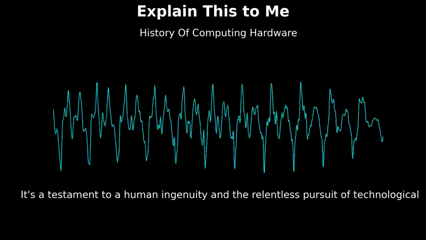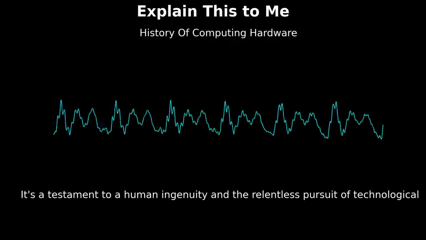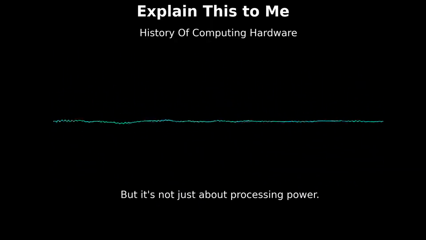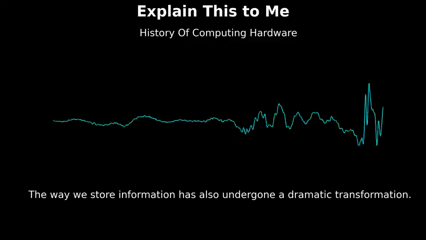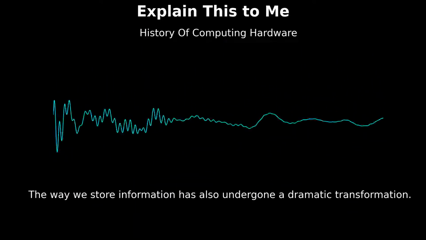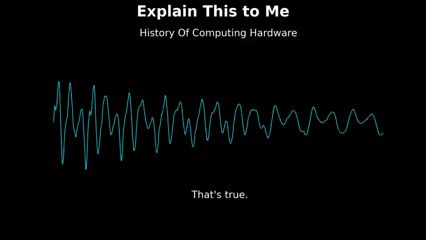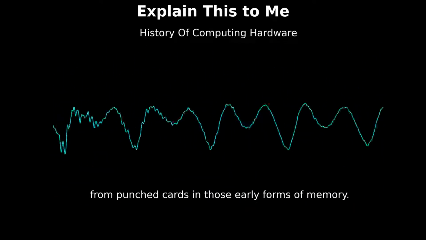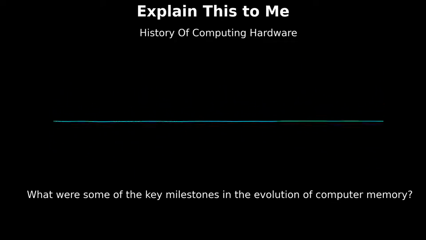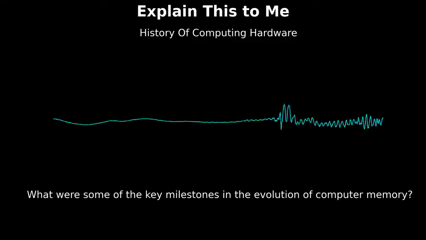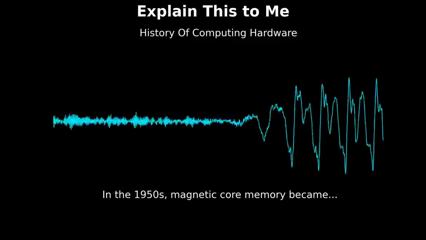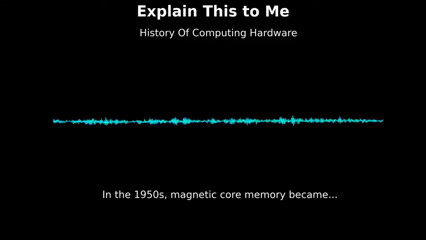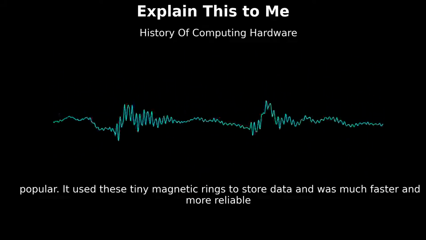It really is. But it's not just about processing power. The way we store information has also undergone a dramatic transformation. That's true. We've come a long way from punched cards and those early forms of memory. What were some of the key milestones in the evolution of computer memory? In the 1950s, magnetic core memory became popular. It used these tiny magnetic rings to store data and was much faster and more reliable than earlier methods.